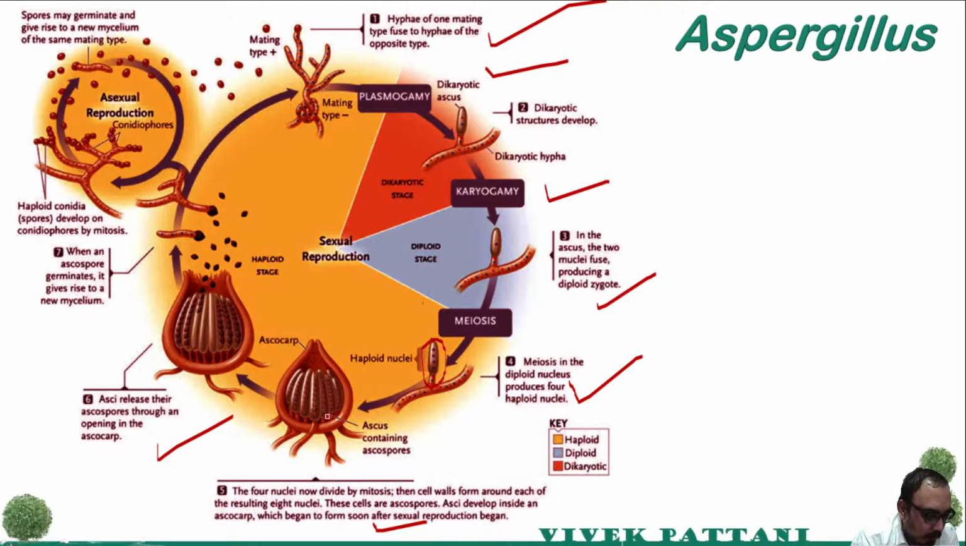Okay, the asci develop within an ascocarp, which begins to form soon after the sexual reproduction. And finally, the asci release their ascospores from the opening of the ascocarp, and they may move forward for asexual or sexual reproduction, depending on the environmental conditions of the surroundings.